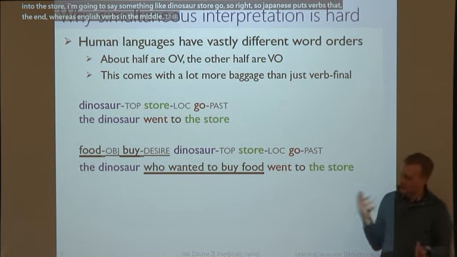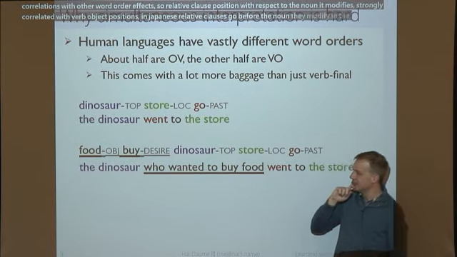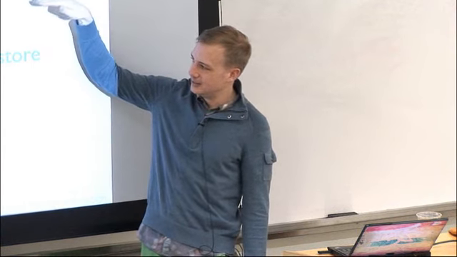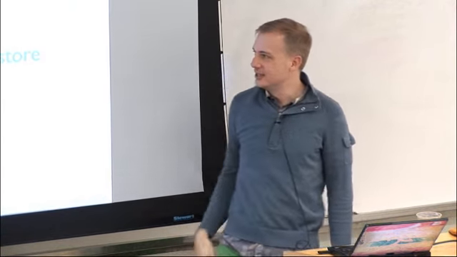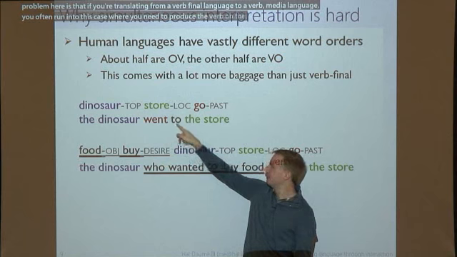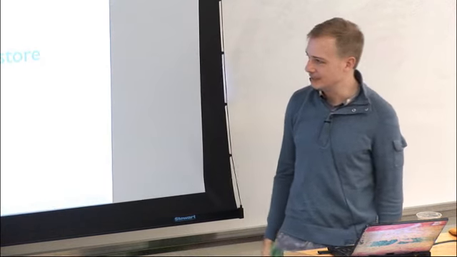This has correlations with other word order effects. Relative clause position with respect to the noun it modifies is strongly correlated with verb object position. In Japanese, relative clauses go before the noun that they modify and the verb comes at the end. So if you want to say the dinosaur who wanted to buy food went to the store, you say "food buy dinosaur store go." The problem is that if you're translating from a verb final language to a verb medial language, you often need to produce the verb on the target side before you've heard it on the source side, and this forces you to delay while you're waiting for the speaker to say whatever the verb is going to be.